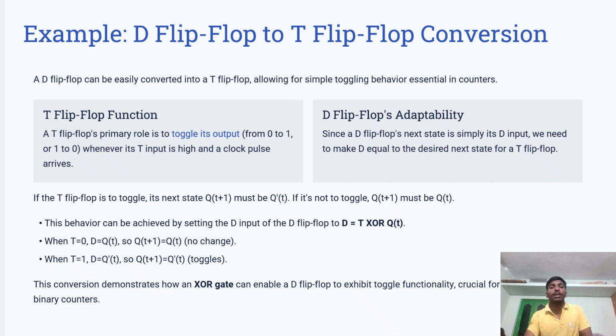XNOR Q of t. When T equals 0, D equals Q of t, so Q(t+1) equals Q of t. No change. When T equals 1, D equals Q dash of t, so Q(t+1) equals Q dash of t. Toggles. This conversion demonstrates how an XNOR gate can enable a D flip-flop to exhibit toggle functionality, with applications like binary counters.